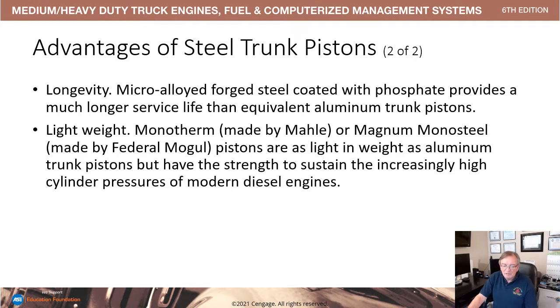Longevity: alloyed forged steel coated with phosphate provides much longer service life than your typical aluminum trunk piston. Monotherm made by Mahle or monosteel made by Federal Mogul are as light in weight as aluminum but have the strength to sustain increasingly high cylinder pressures of modern diesel engines. Now these are well over 3,000 psi.